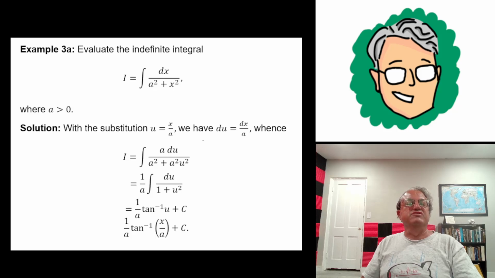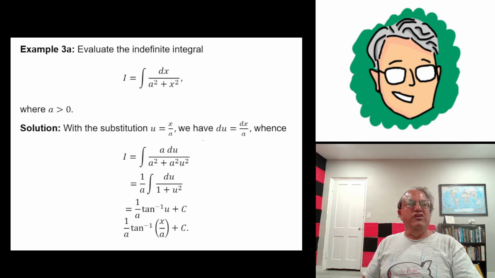So the numerator becomes a du. And like I said earlier, x squared is a squared u squared. So the denominator becomes a squared plus a squared u squared. And notice that the numerator has a factor of a, and the denominator has a factor of a squared. So a over a squared is just 1 over a. We can pull that out. And when we do that, we're left with the integral du over 1 plus u squared.